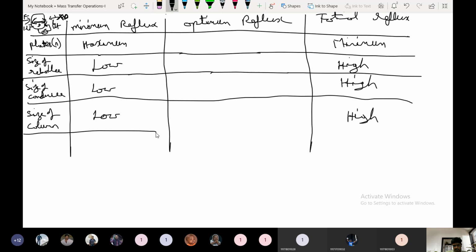So by this we can say what the fixed cost is. Fixed cost. At minimum reflux ratio, what is the fixed cost?